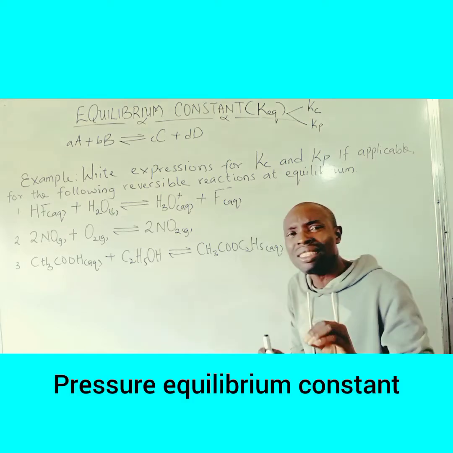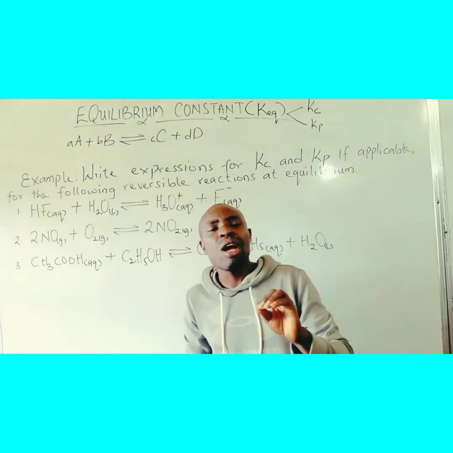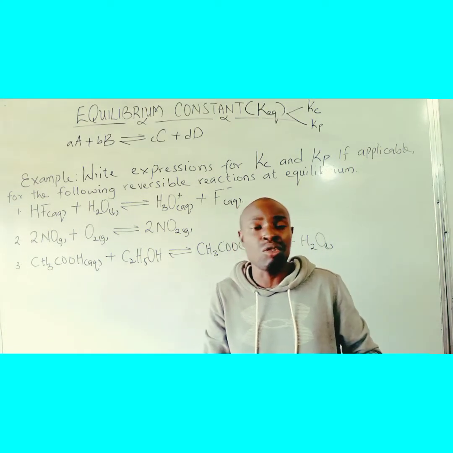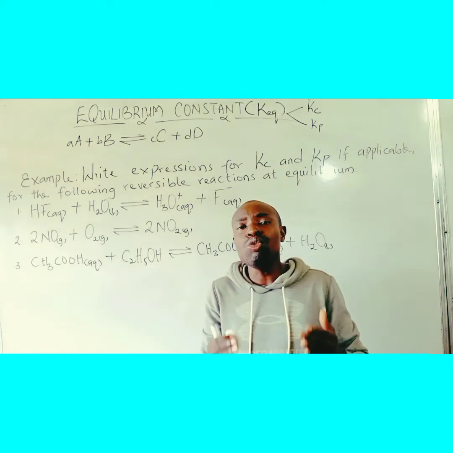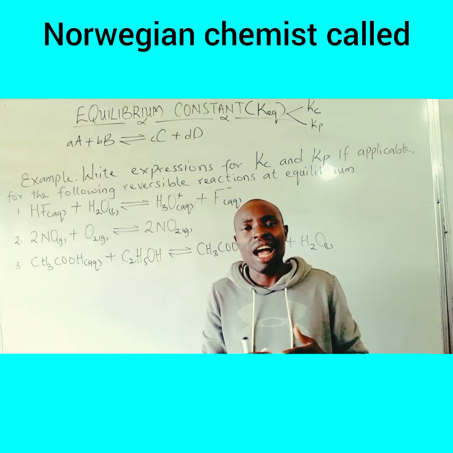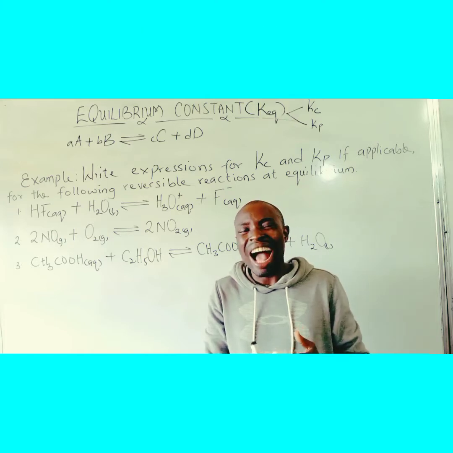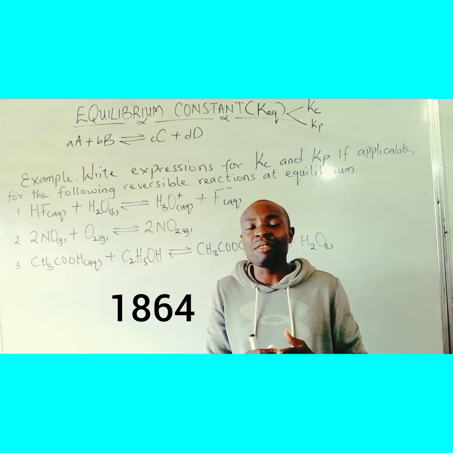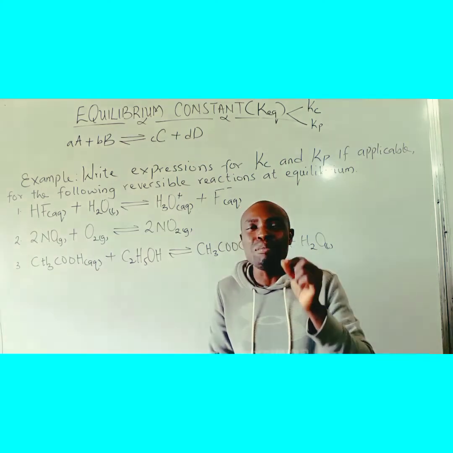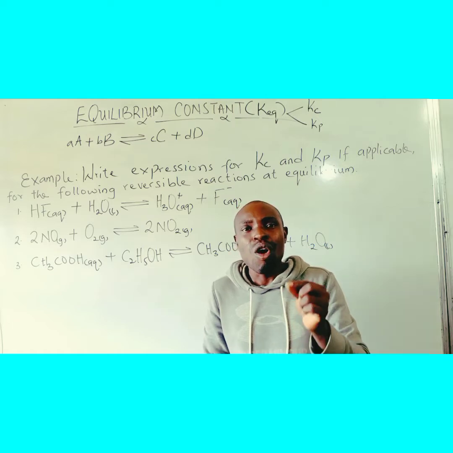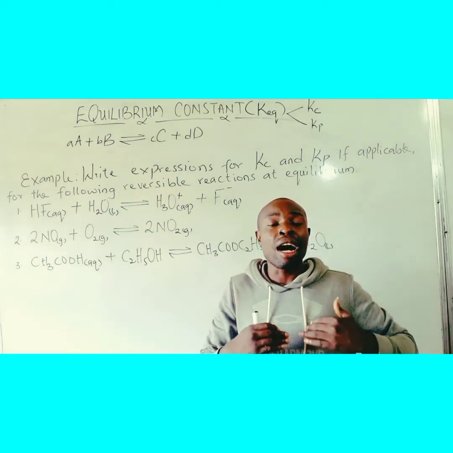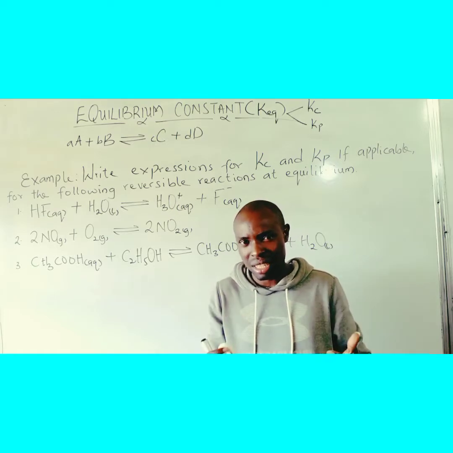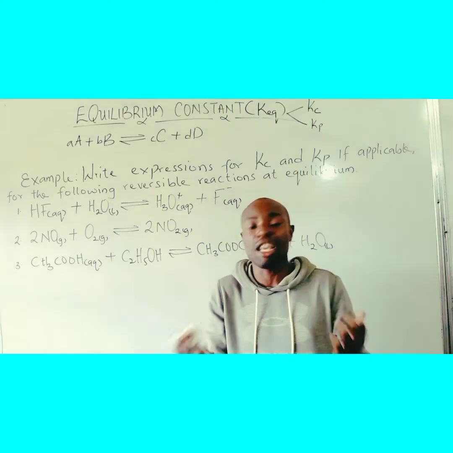Very simple. Now, we should understand that the equilibrium constant was first expressed by two Norwegian scientists, Cato Guldberg and Peter Waage, in the year 1864. Now we should understand that the equilibrium constant is a mathematical expression of their law of active masses, or the law of mass action.